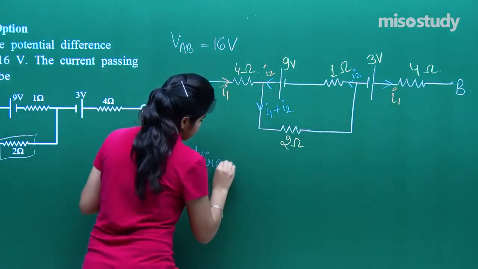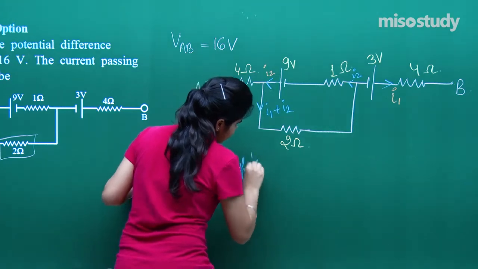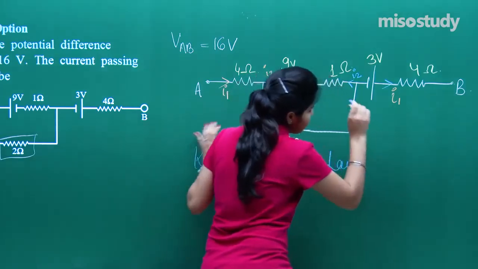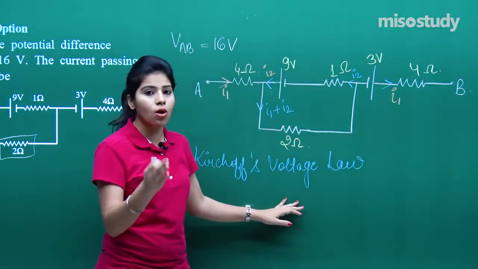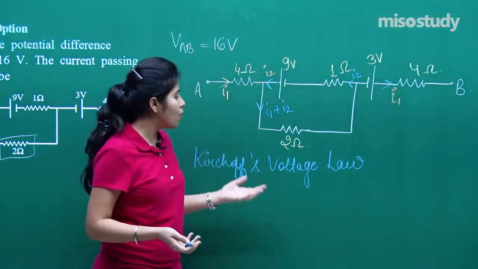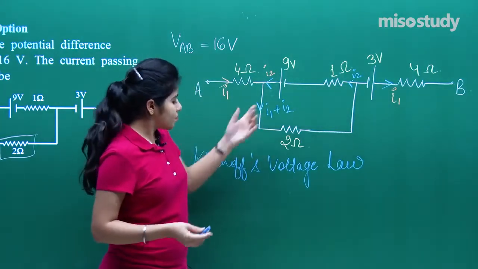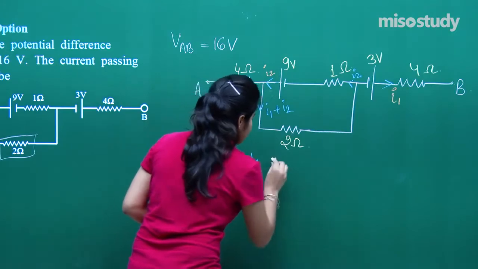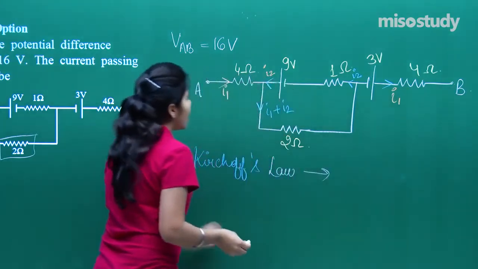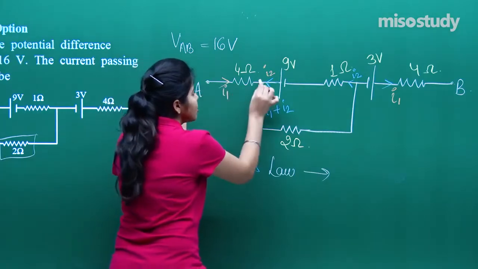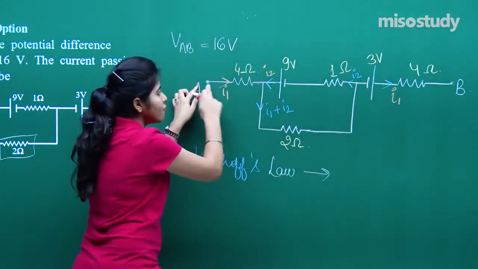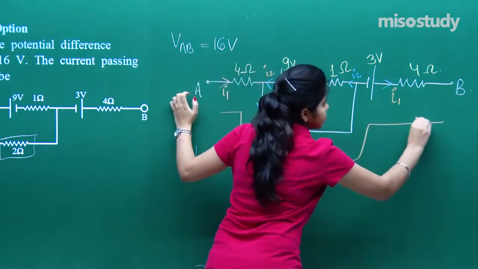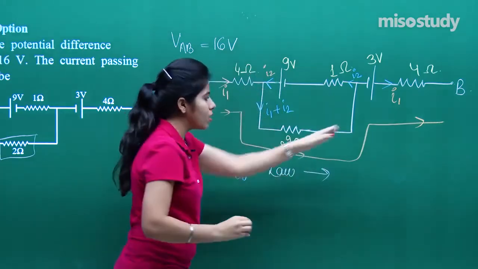Kirchhoff's voltage law, as I have told you, the two laws of Kirchhoff, that is Kirchhoff's current law and the voltage law, that means the loop law, loop rule. So here let me just use Kirchhoff's law, and I am just applying it in this particular arm, starting from point A and then going like this. I am supposing the current in this particular arm.